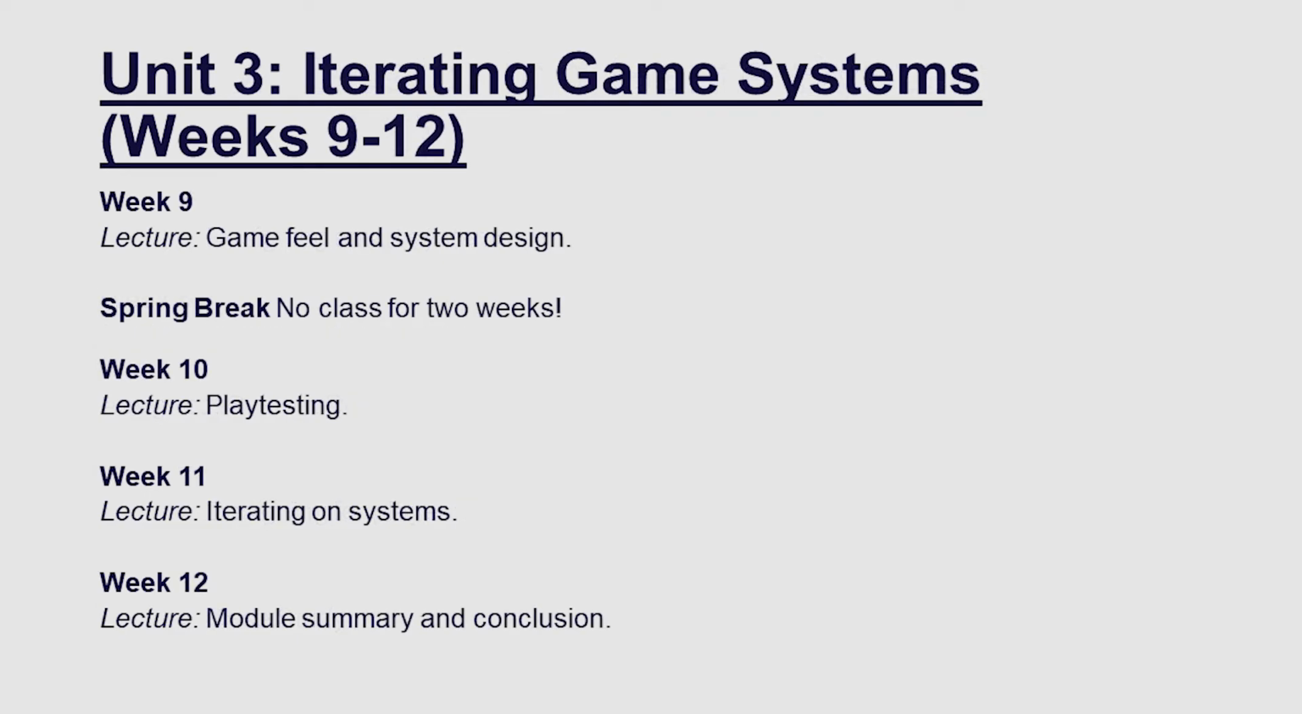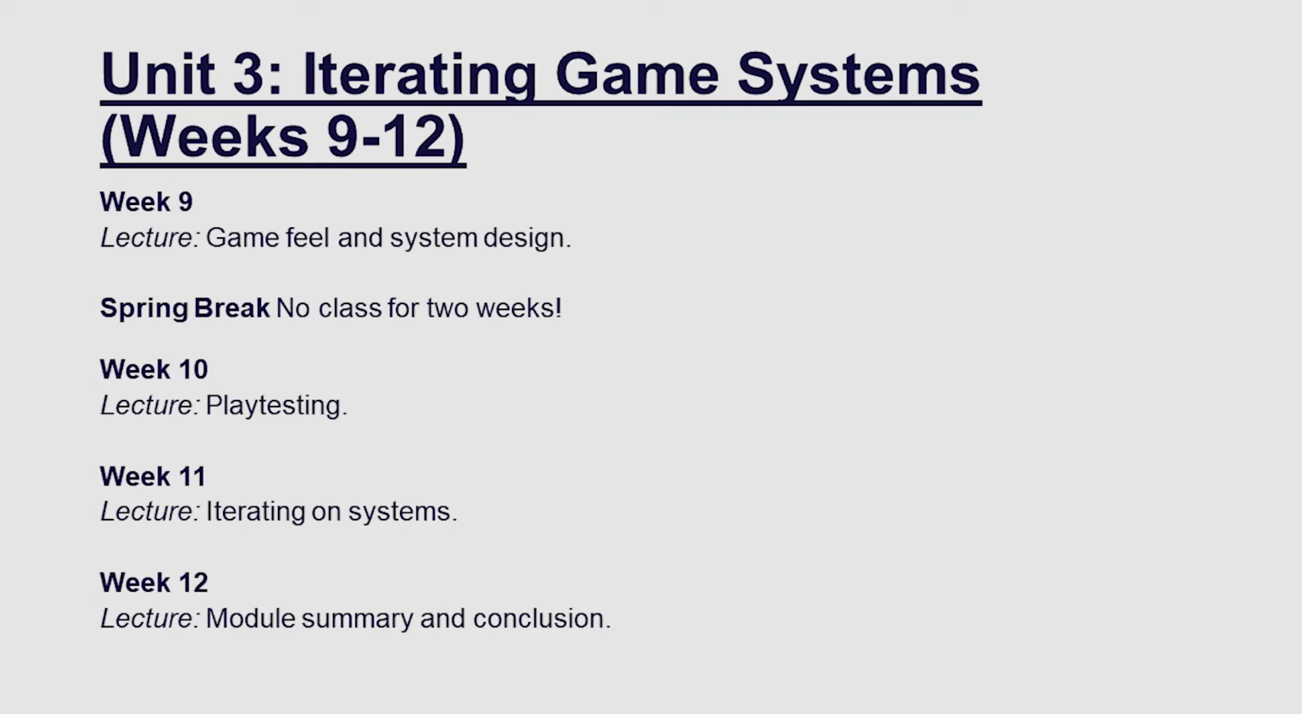And then Unit 3 is iterating game systems. So this is weeks 9 to 12. In the lecture that week, we're going to talk a little bit about game feel and system design, and that's really how those two interact. Game feel is very much the micro, the moment to moment, and the system design is the macro. It's the kind of thing that keeps you coming back week on week.